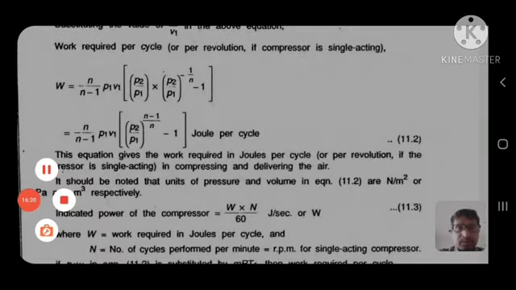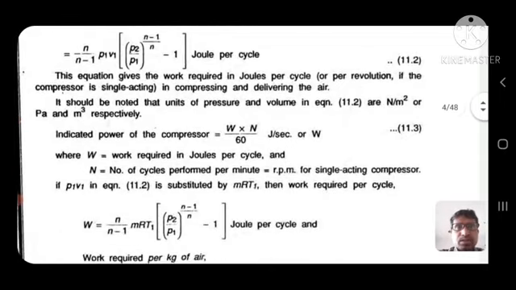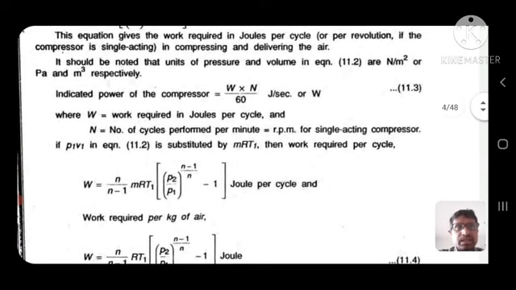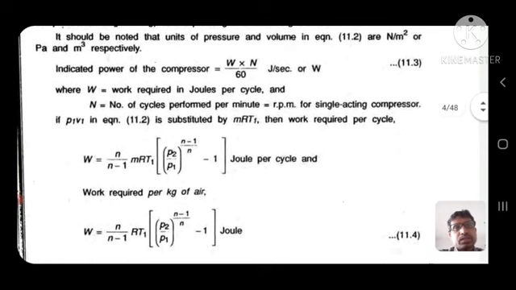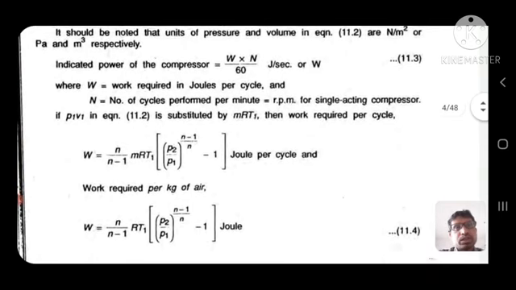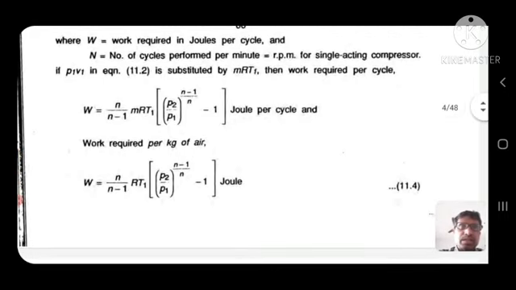So W is equal to n by (n minus 1) P1 V1 [(P2 by P1) to the power (n minus 1) by n, minus 1] joule per cycle. This equation gives the work required in joule per cycle per revolution if the compressor is single acting in compressing and delivering the air. It should be noted that in this equation the units of pressure and volume must be consistent. The indicated power of the compressor is W into N by 60 joule per second, where W is the work required in joule per cycle.